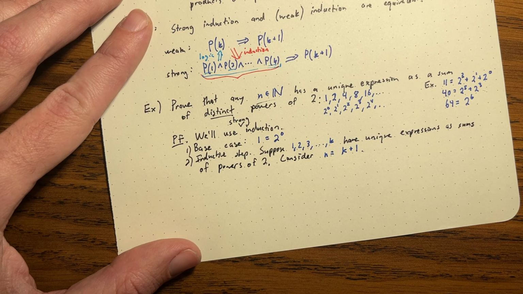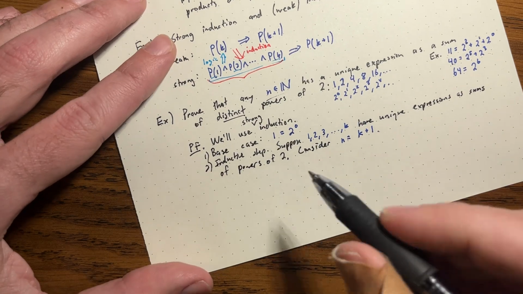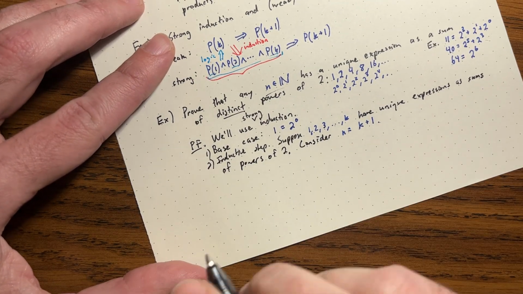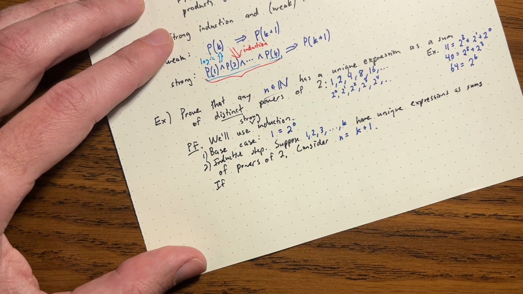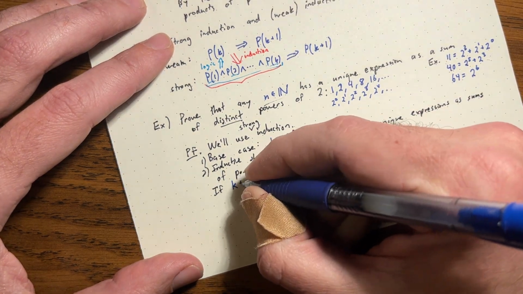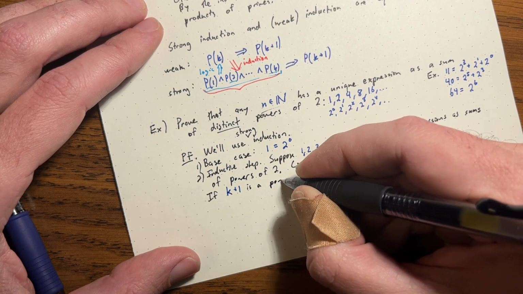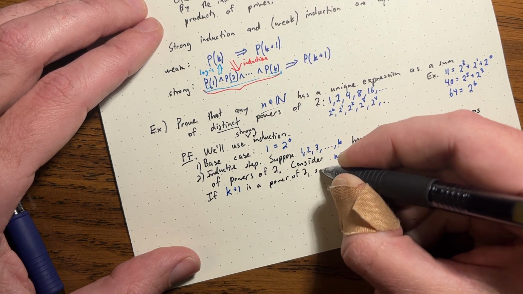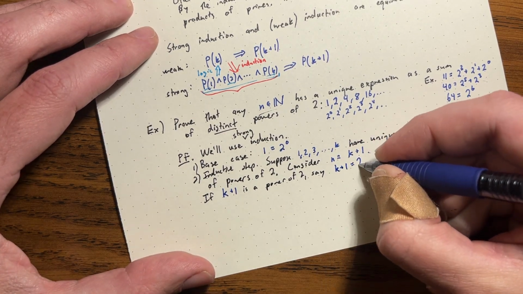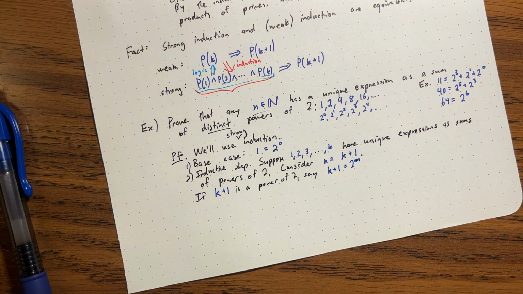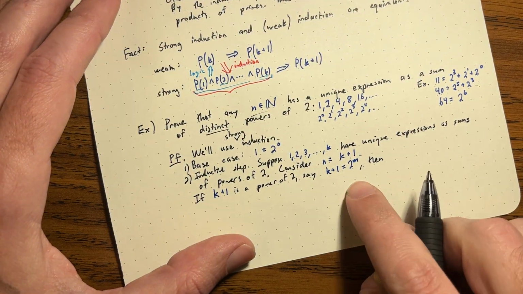Well, what can we say about k plus 1? I guess taking inspiration from this, what if it might be a power of 2 already? But in this case, we're not quite done. But let's start there maybe. So if k plus 1 is a power of 2, let's give it a name. So let's say k plus 1 is 2 to the m for some m. Well then, great, we have an expression.